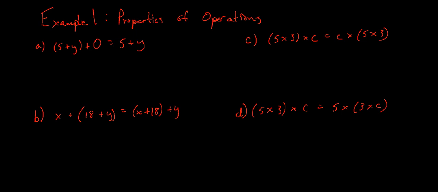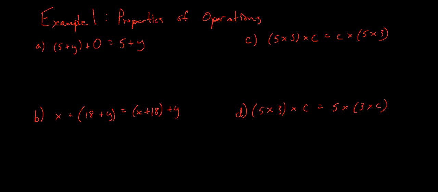So for example 1, we are given 4 equations and we're asked to identify the property shown in each of the statements. So with part A, we're given (5 + y) + 0 = 5 + y. If you look at the table in the middle of page 368 of your textbook, just look for which form this looks like. Well, you're looking at 5 + y as a quantity in and of itself because it's in parentheses, and you're adding 0. So we could say that 5 + y would be the A in the first example of the additive identity.